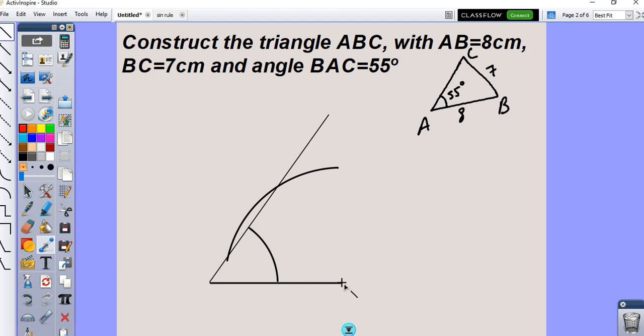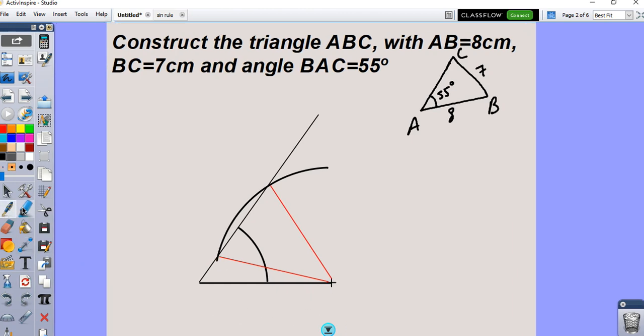Because this distance is 7 centimeters, and this distance is also 7 centimeters. So with this set of instructions, this being 8, this being 7, this being 55, we can draw two triangles. This angle here is definitely 55 degrees. This side is definitely 8 centimeters, but we have two options for the 7 centimeters, either here or here. So our triangle is possible in two different forms.